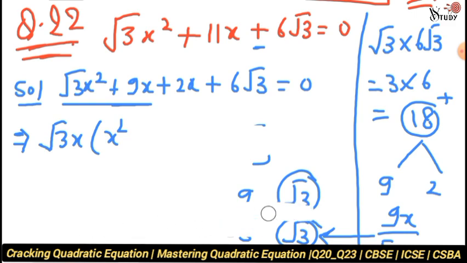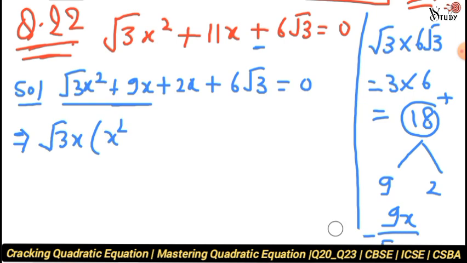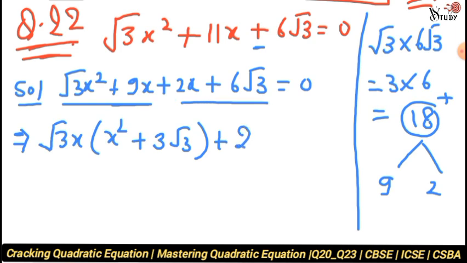I hope you understand. You can see it is a very basic concept which you teach in grade 6, 7th and 8th. So we have plus 3 root 3. Now from the last two terms we can take 2 as a common multiple. So we have x plus 3 root 3 is equal to 0.